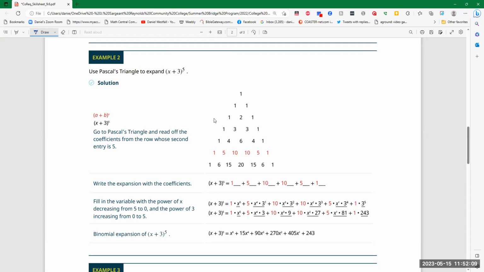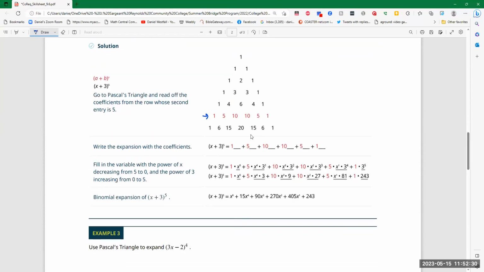0, 1, 2, 3, 4, 5. Notice I started counting at 0, so they've highlighted which row that is, that it's this row that's in red. And now we've got a number there, 3, instead of just a y or a b or something like that. So I'm actually going to have to put in 3 to the 1st and 3 to the 2nd, all the way up to 3 to the 5th.